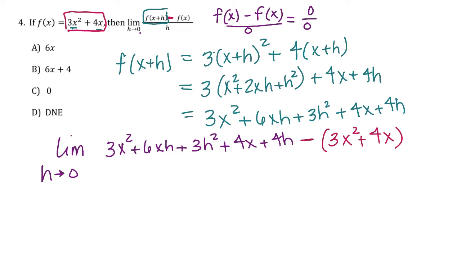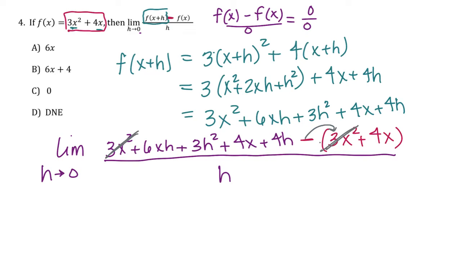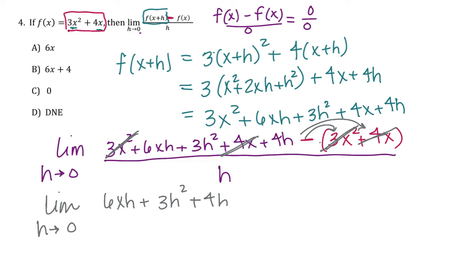And then coming back, all of this is over h. All right, so I sure hope we can simplify something here. So looking through this, it looks like we should be able to cancel out this 3x squared and this one because we are subtracting and distributing that negative. So that means we also have a 4x we can cancel. All right, so now I have the limit as h approaches 0 of 6xh plus 3h squared plus 4h all over h. And if I reapply my limit again, I do get 0 over 0.